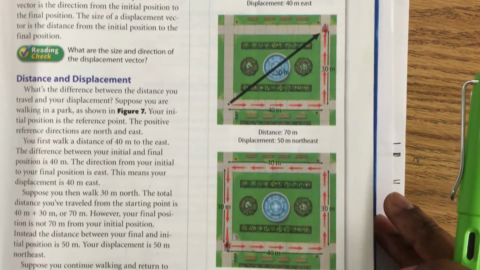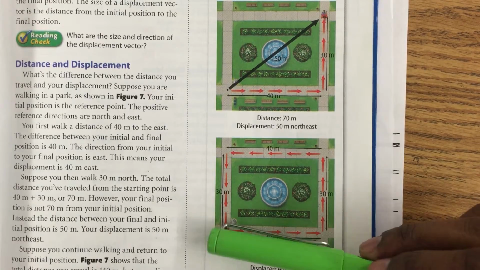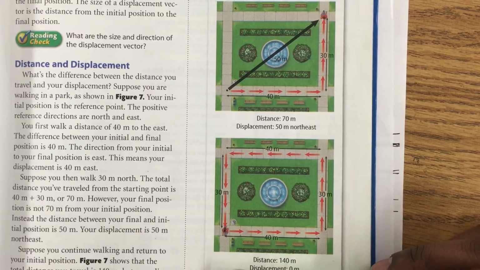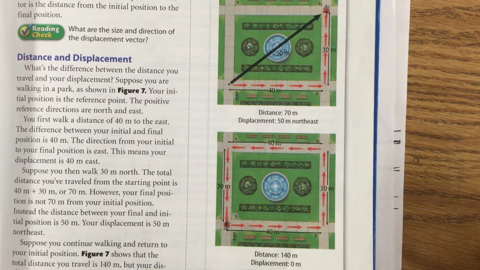The thing about displacement is, again, it's how far you are from where you started. So let's say this person walks completely around the block. This person would have traveled a distance of 140 meters, but because they're back where they started, the displacement is 0.